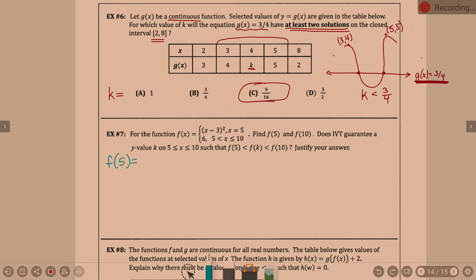It also asked us to find f of 10. What about f of 10? Equals 6. Agreed? Because when x is anything from 5 to 10, it's just equal to 6. So f of 10 equals 6. Does IVT guarantee a y value on the interval from 5 to 10 such that it is between f of 5 and f of 10?